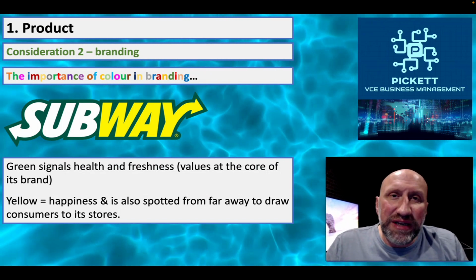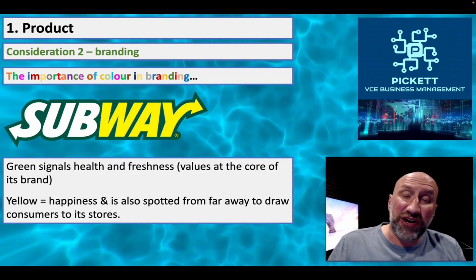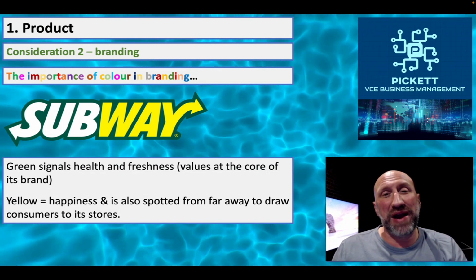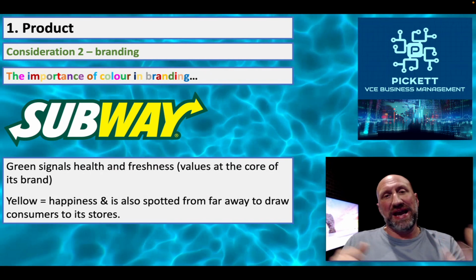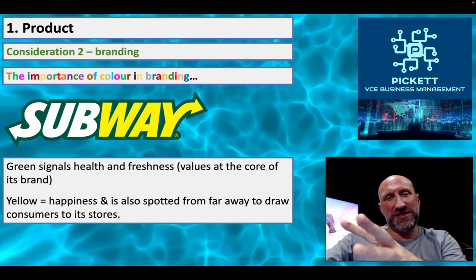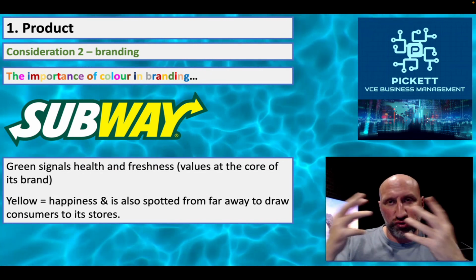Subway, green signals health and freshness, which are kind of values at the core of their branding. Again, yellow, happiness, optimism. And again, the yellow and green from a distance, easily visible, draws the eye.